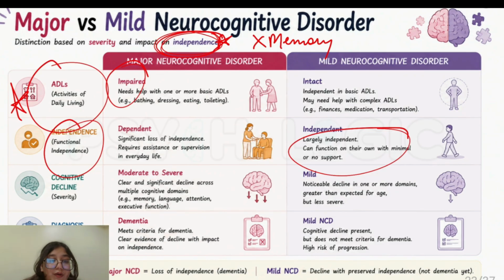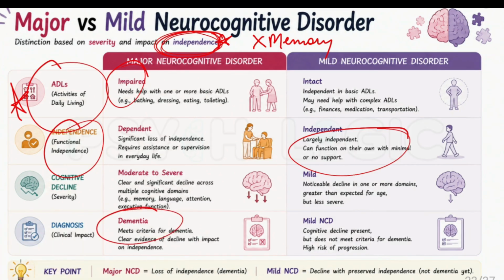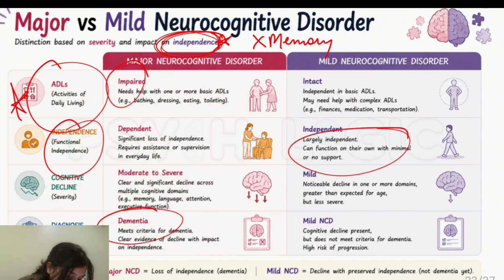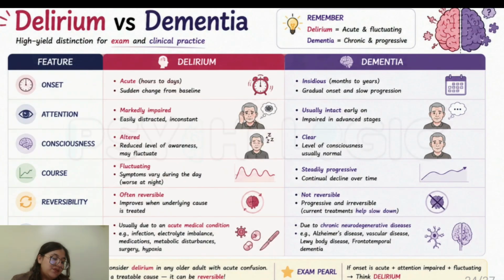And there is also one major thing in major neurocognitive disorder, something that we call dementia. What is dementia? We'll understand that in the next slide. But in mild neurocognitive disorder, they do not meet the criteria of dementia. So let's understand the difference between delirium and dementia, and what these terms actually mean.